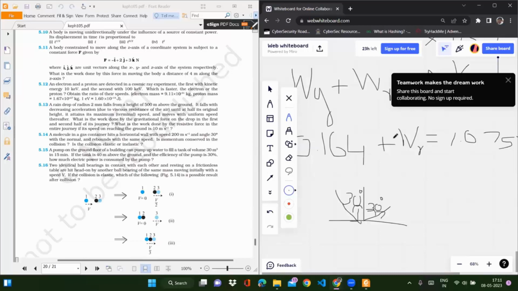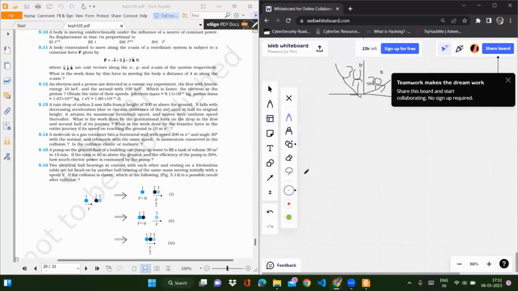Now the 5.15 question. This question says a pump on the ground floor of a building can pump up water to fill a tank of volume 30 cubic meter in 15 minutes. If the tank is 40 meter above the ground and the efficiency of the pump is 30%, how much electric power is consumed by the pump? So we need to calculate the electric power which is consumed by the pump.